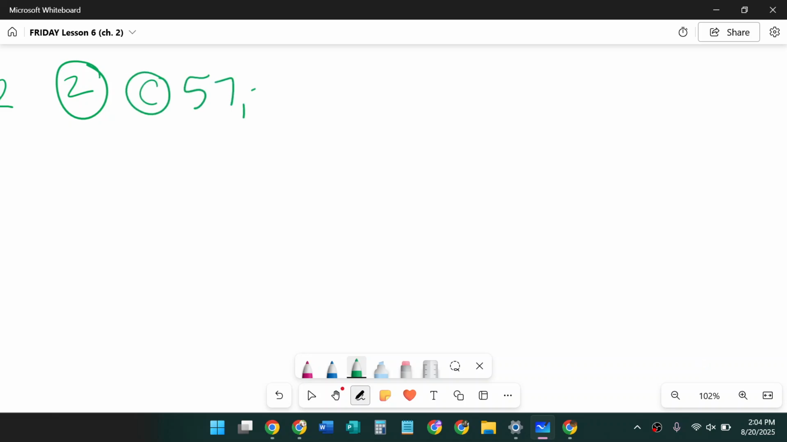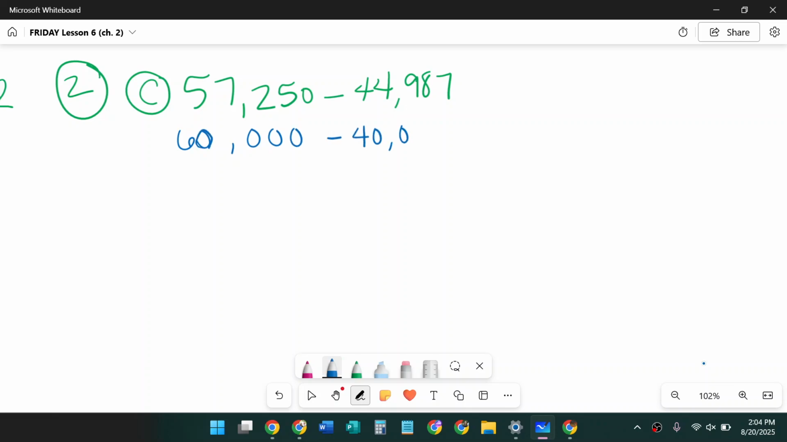C is 57,250 minus 44,987. So if I wanted to estimate, I could round this to the nearest 10,000, which would be 60,000 minus 40,000. Or I could round it to the nearest 1,000, which would be 57,000 minus 45,000. Or I could go all the way down to the nearest 100 or the nearest 10, but those are not going to be as useful.